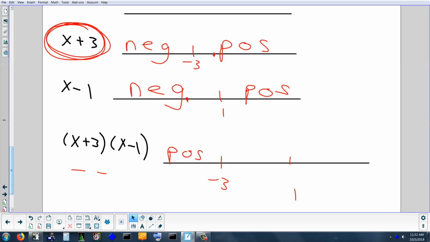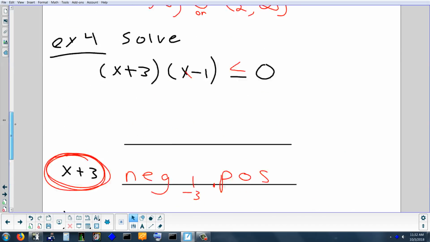Positive. Between -3 and 1, that's in the positive section. How about in the bottom number line? Between -3 and 1, that's in the negative section. Positive times negative, negative. The last section will be positive.